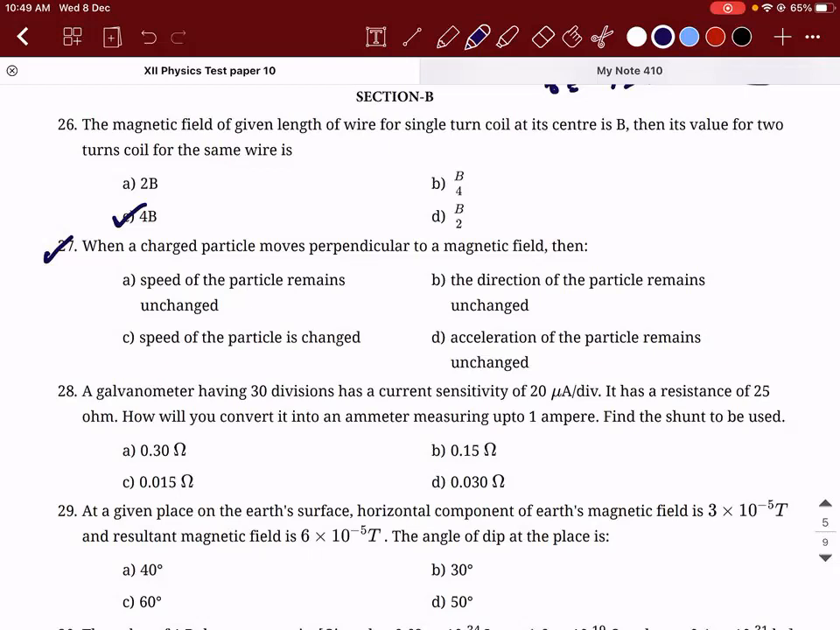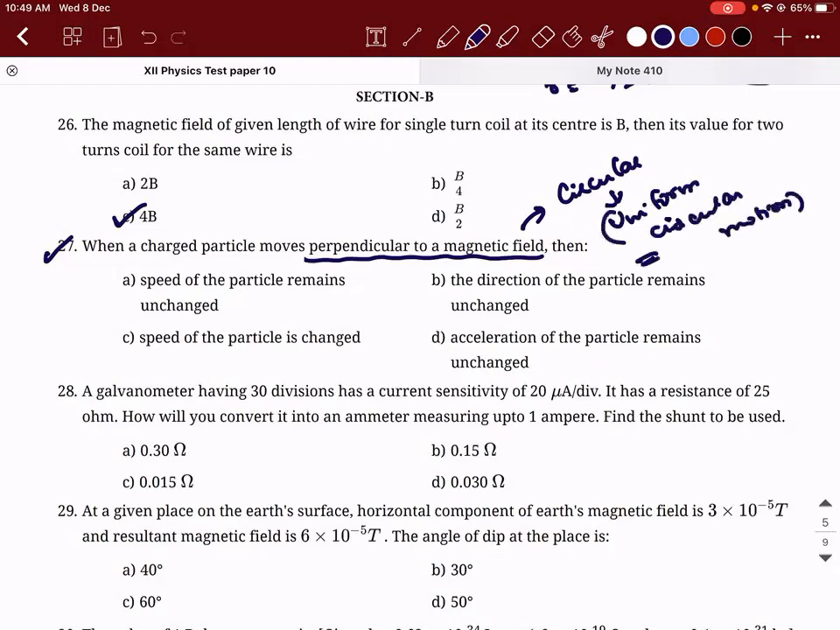So when a charged particle moves perpendicular to magnetic field, what is the path followed by it? Is it not circular? So here we are talking about uniform circular motion. Correct? So for uniform circular motion, the speed of the particle will remain unchanged, because its direction will change. Uniform here means a constant speed. It's not constant velocity. Don't get confused. Velocity has direction. Direction keeps changing, but the speed remains constant.